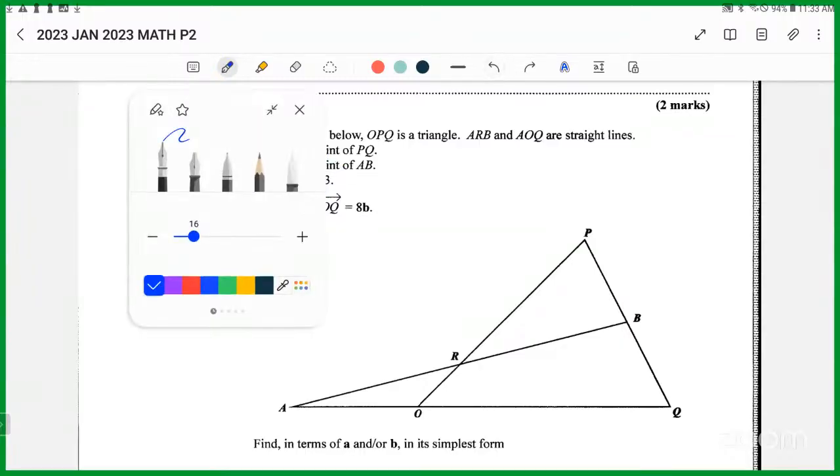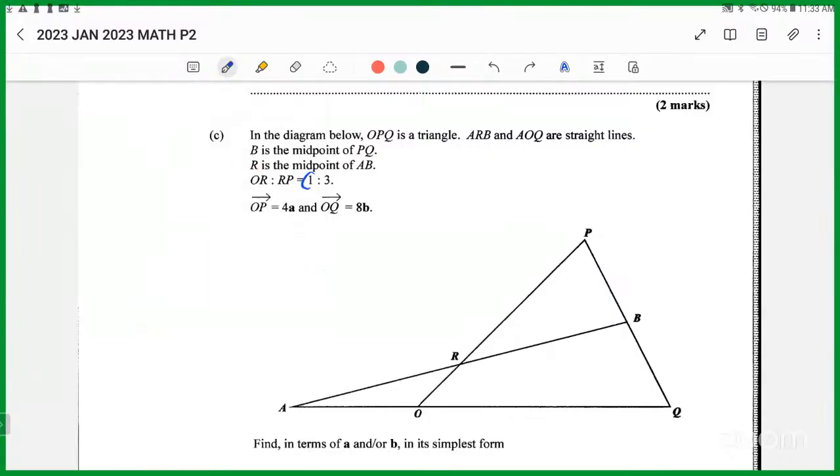And 1 to 3 means that you have a quarter and 3 quarters, because the total parts is 4. Let's put it on the diagram. So O to R, or OR, this piece is 1 part of the line. And RP is 3 parts of the line.